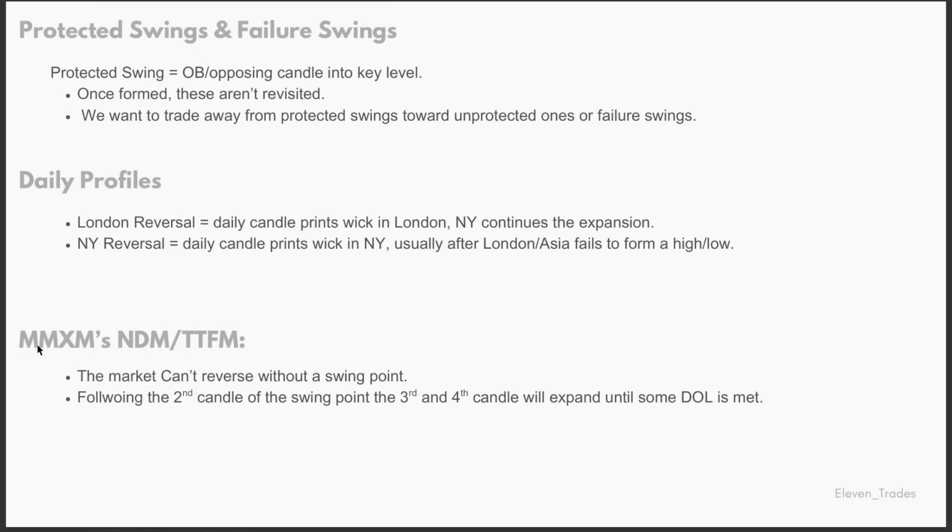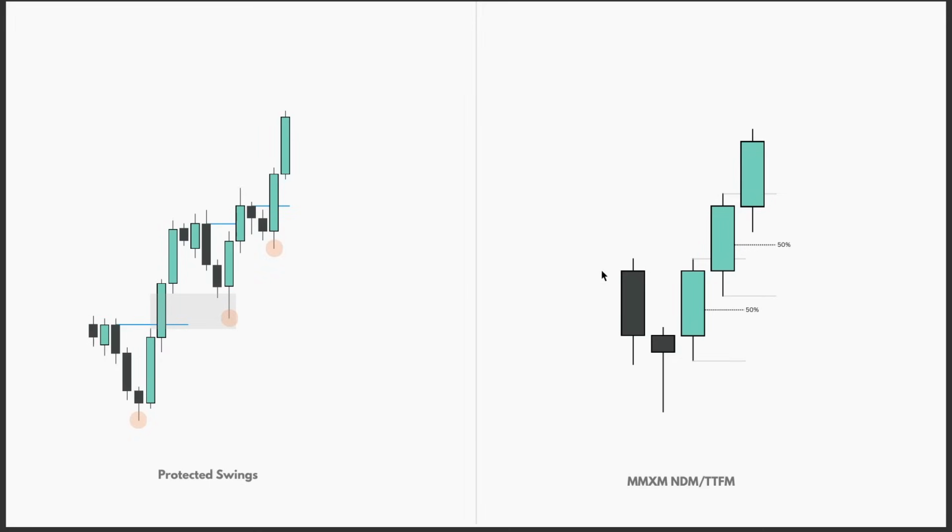The MMXM's next day model is the T-Trace fractal model. It is built on the logic that the market cannot reverse without a swing point. So following the second candle of the swing point, the third and fourth candles will expand until some draw on liquidity is met. Here in the schematic, you can see we had a second candle of the swing point, the reversal, high resistance liquidity run. Now the price is expanding away from that.